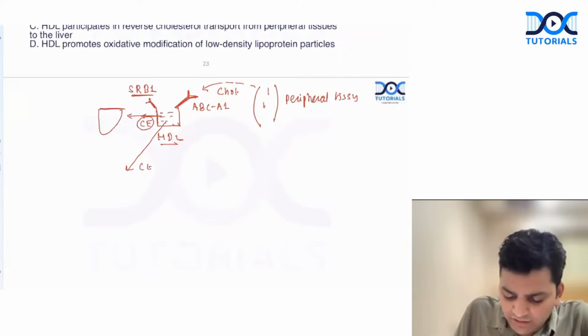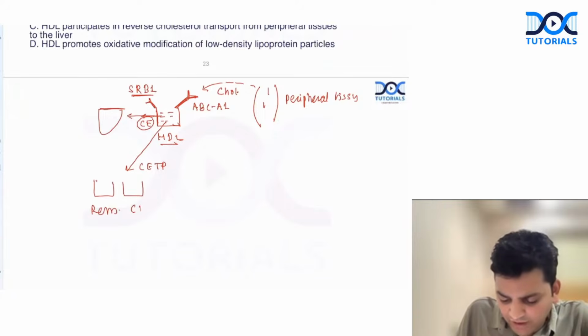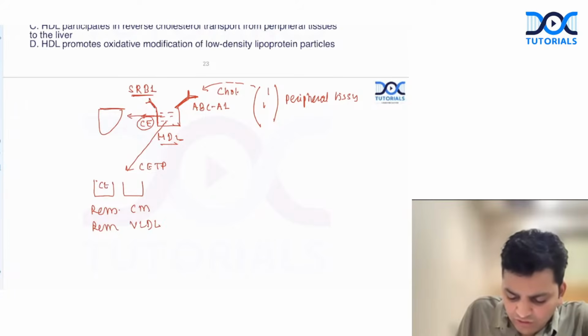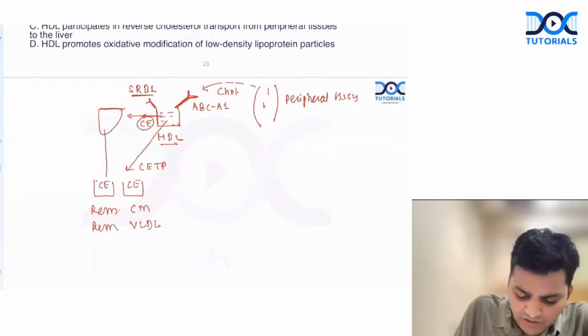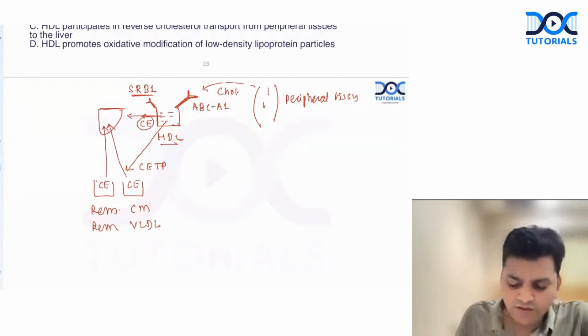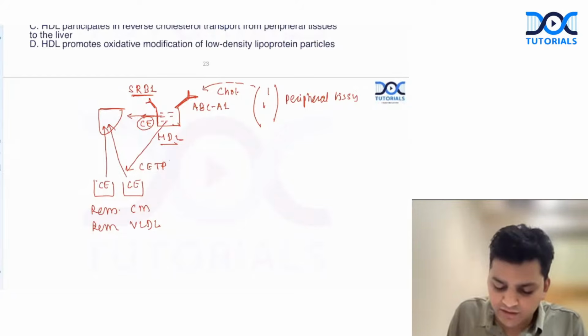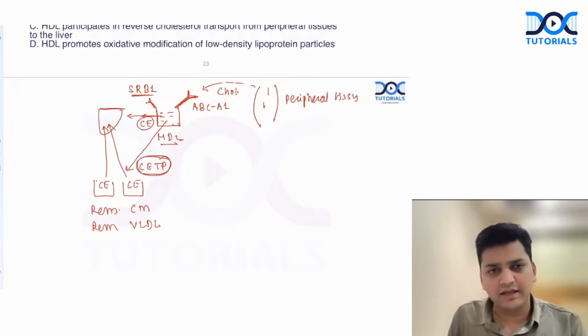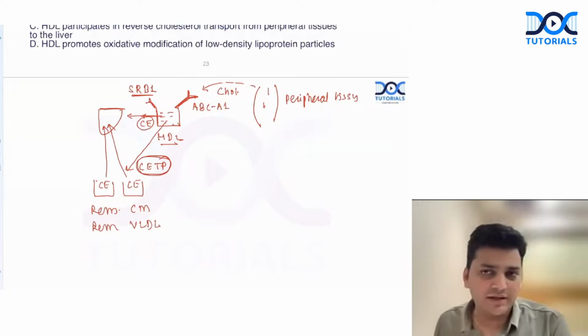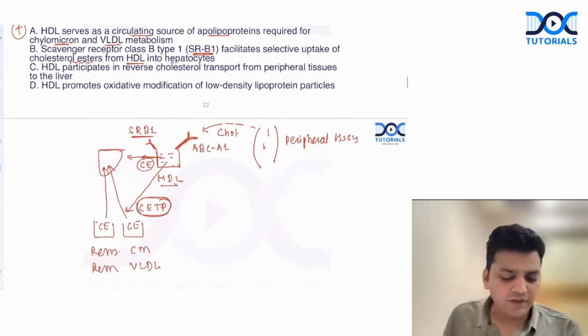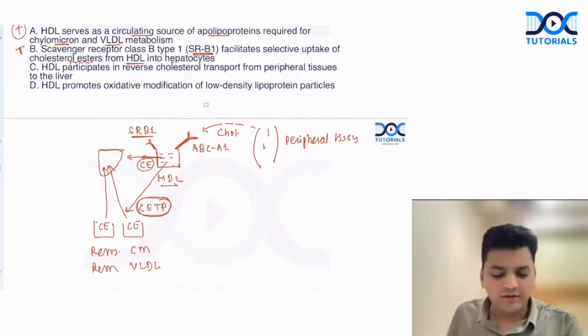For most of the cholesterol esters, we have the cholesterol ester transfer protein, which transfers the cholesterol esters to the remnant of chylomicron and the remnant of VLDL. These cholesterol esters then come back to the liver like this. So this is how the cholesterol esters are coming back to the liver. Most of the cholesterol esters will be transferred via the cholesterol ester transfer protein to the remnants, and then they come to the liver. But some can go directly via the SRB1. Yes, they can go. This is also a true statement.